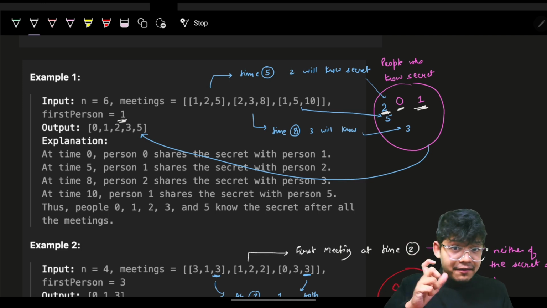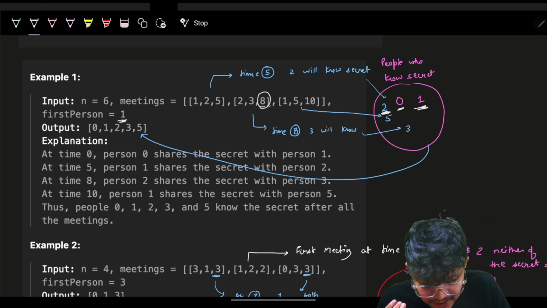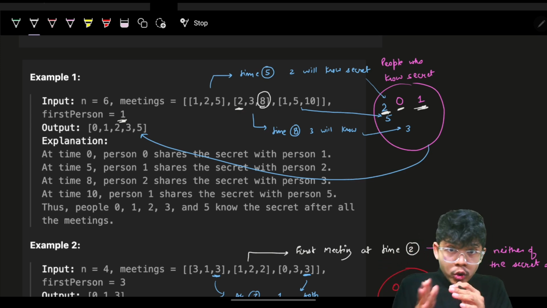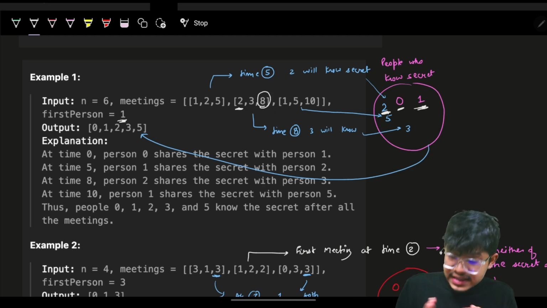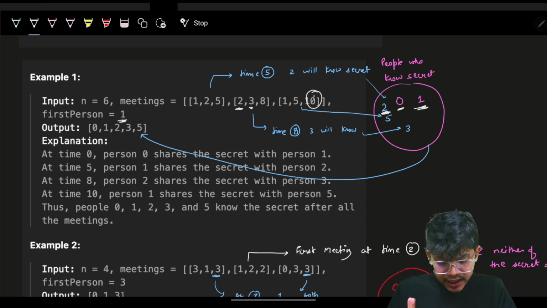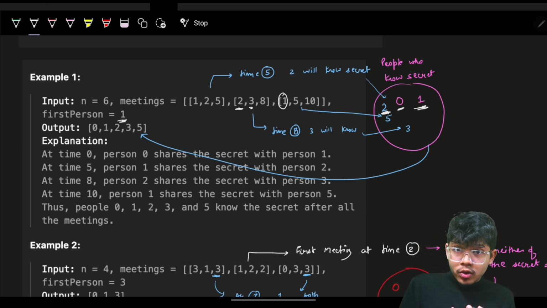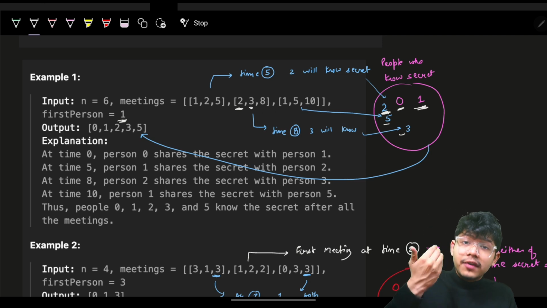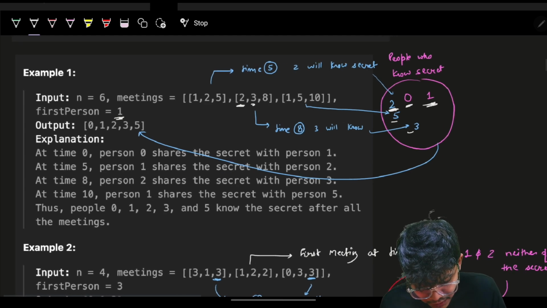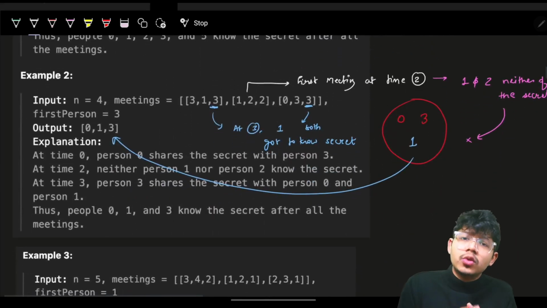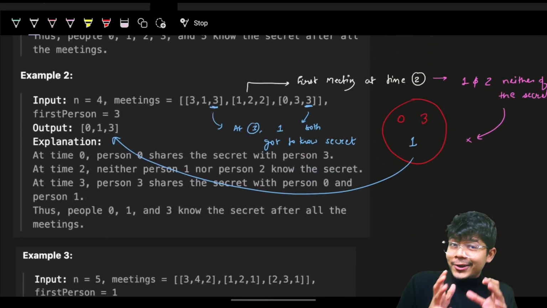Now the next meeting will happen later in the future, at time 8. By time 8, 2 has already learned the secret from 1. So now 2 knows the secret, and he will tell that to 3. Later, at time 10, since 1 already knows, 5 will also get to know the secret. So you will see that 0, 1, 2, 3 and 5 will know the secret. 4 was never in a meeting, so no worries, he will never get to know that secret. Cool.